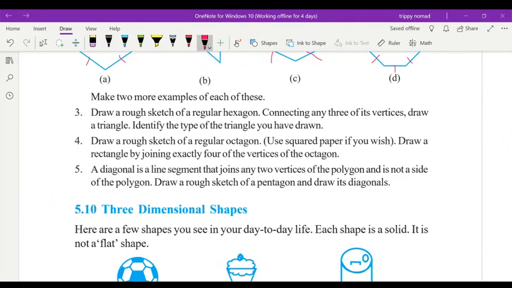Now, a diagonal is a line segment that joins any two vertices of a polygon, and it is not a side of the polygon. Draw a rough sketch of a pentagon and draw. Now children, a pentagon also you can draw, a five-sided figure. So this I am giving you as homework.